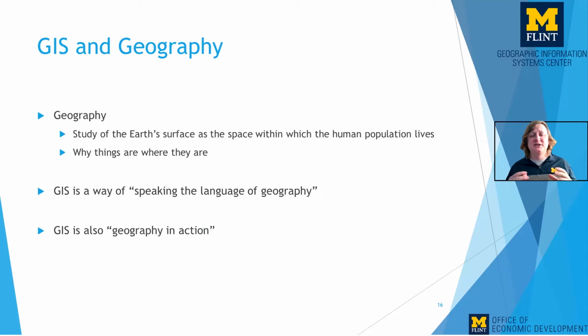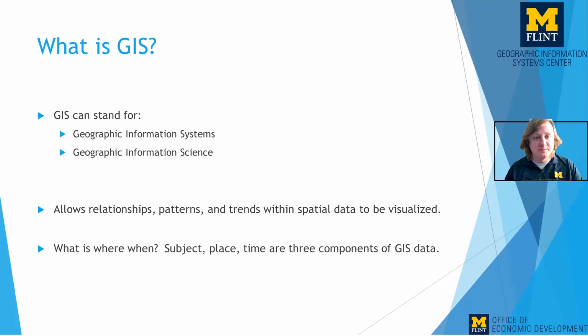And so GIS is just a way of speaking the language of geography. And if you don't know, geography is just the study of Earth's surface as the space within which the human population lives. So basically the study of the area that humans live. It's why things are where they are. And then GIS allows us to speak that, allows us to kind of give geography in action, for example.